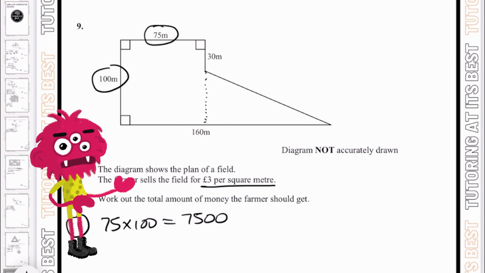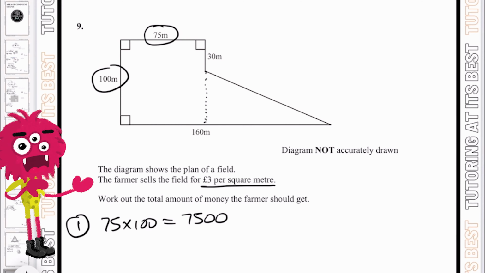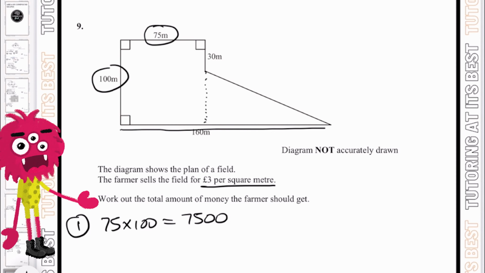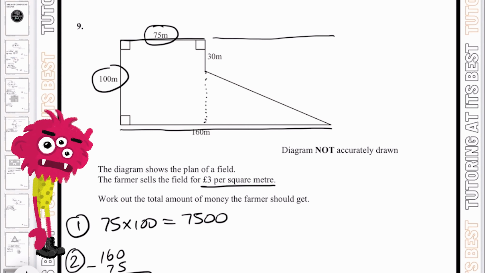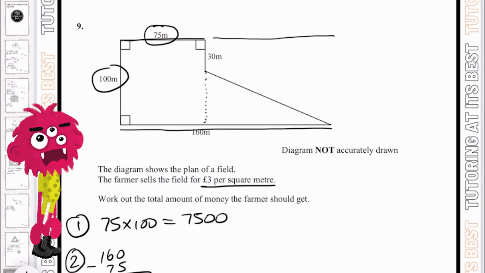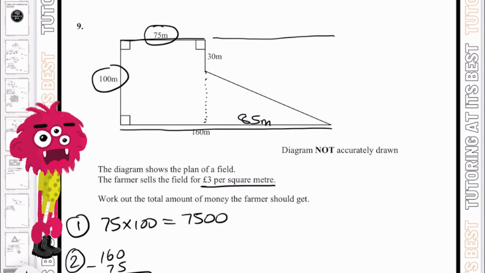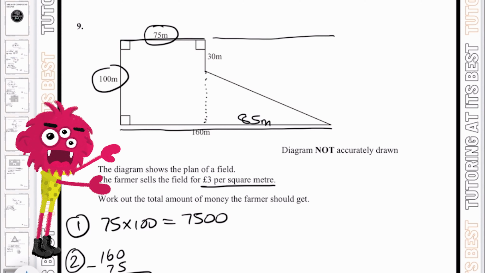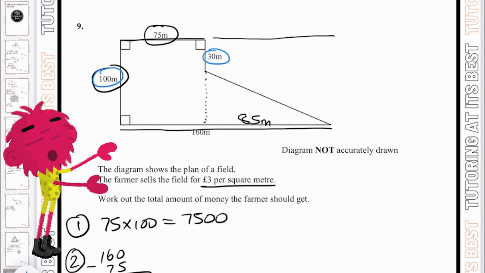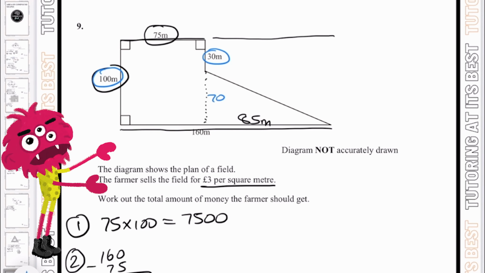We are then going to work out the area of our triangle. So we know instantly that 160 meters is made up of 75 as well as this section here. So we'll go for 160 minus 75, which then gives us 85. So now we know that this section is 85 meters. We'll do the same thing for our height. We'll have 100, take away 30, which then gives us 70.